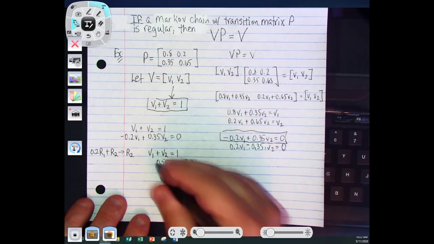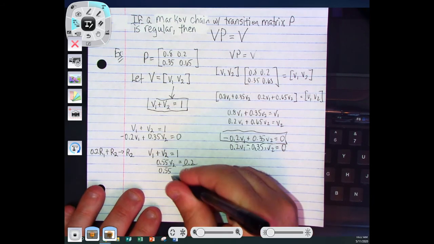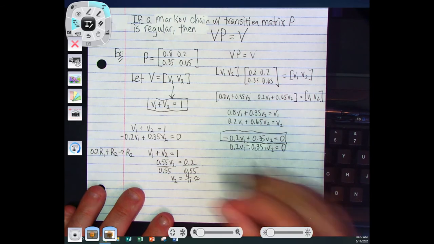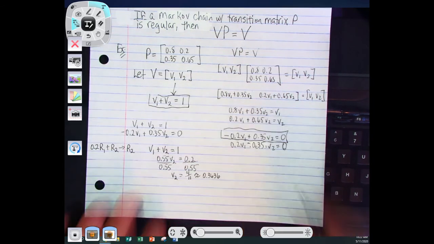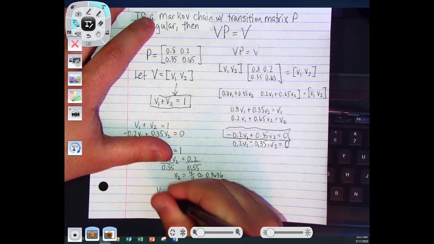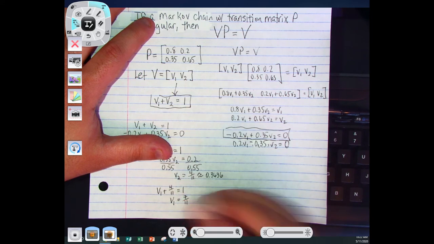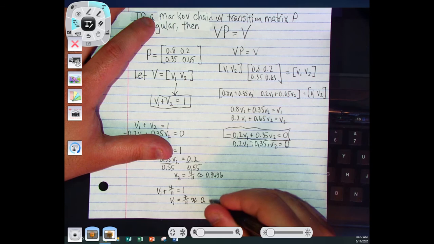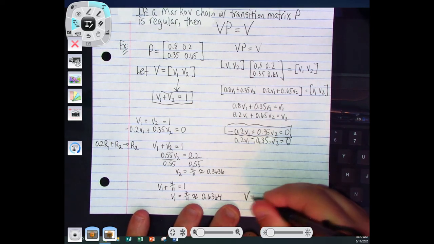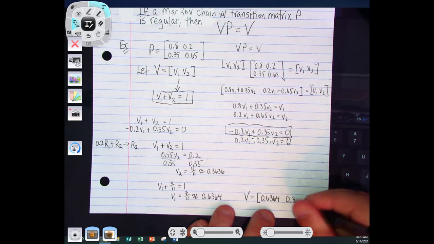Well, I can easily solve that equation. I can divide both sides by 0.55. When I do, we end up with V2 being 4/11ths, which is approximately equal to 0.3636. Now that I know what V2 is, I can solve for V1. So V1 plus 4/11ths is equal to 1. When I subtract 4/11ths from both sides, we end up with 7/11ths, which is approximately equal to 0.6364. Wonderful. So our equilibrium vector is going to be 0.6364, 0.3636.